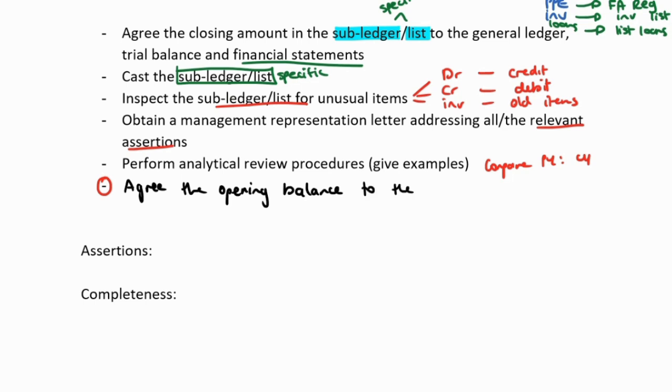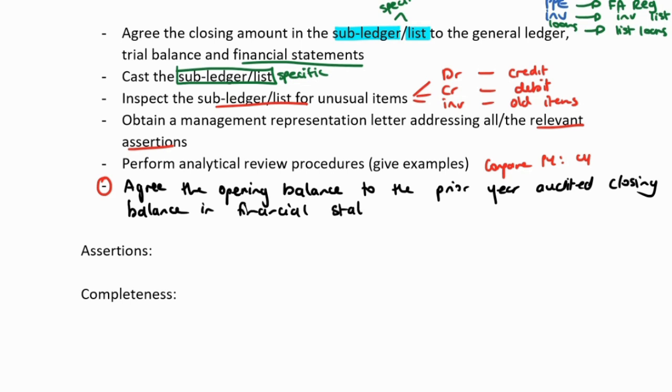to the prior year audited closing balance in the financial statements. You want to make sure that they've correctly transferred that closing balance in the financials of last year to the opening balance in the subledger this year.